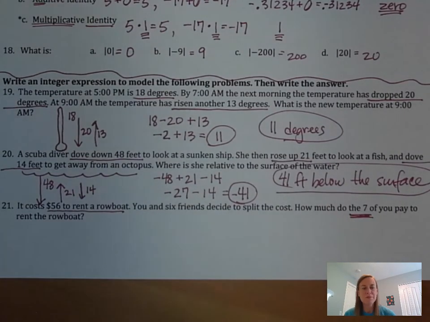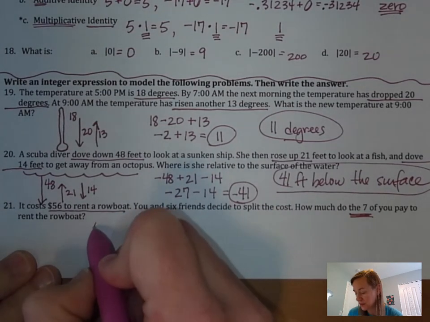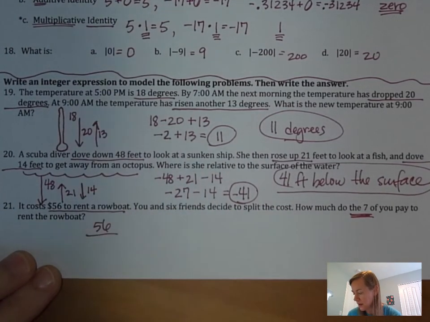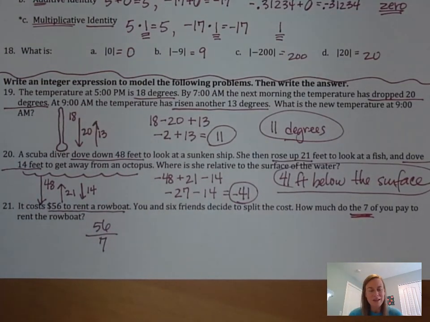So if you split $56 7 ways, what operation are we using? Add, subtract, multiply, divide? When we're splitting something, we want to divide it. So let's do 56 divided by 7. Now, we're in an integers unit with lots of positive and negative numbers. So let's look at this closely. Is there anything that's supposed to be negative here? Not really. It costs 56.